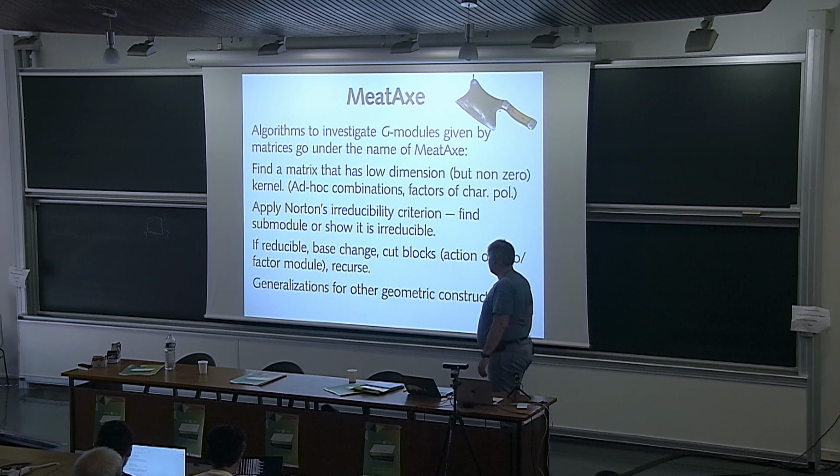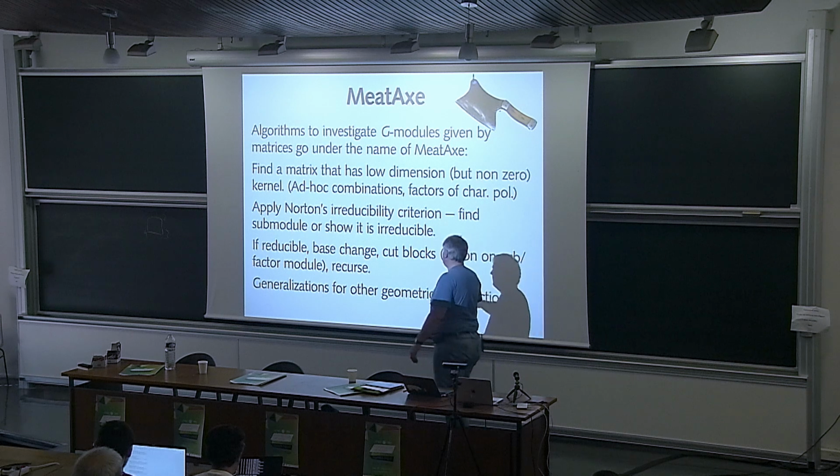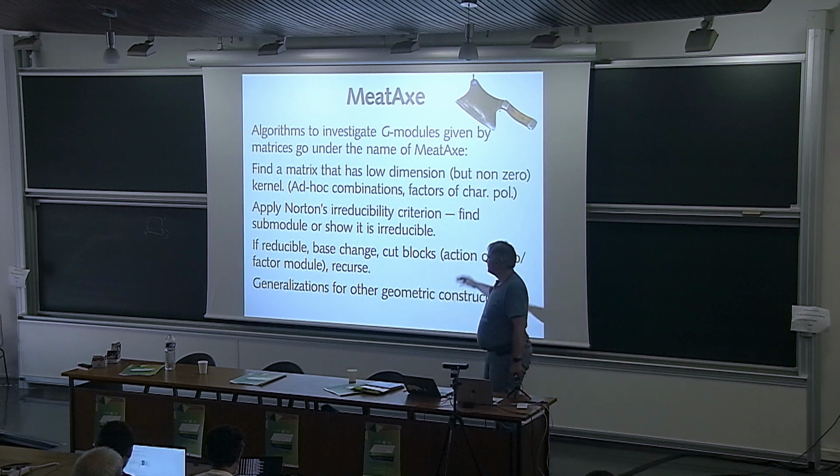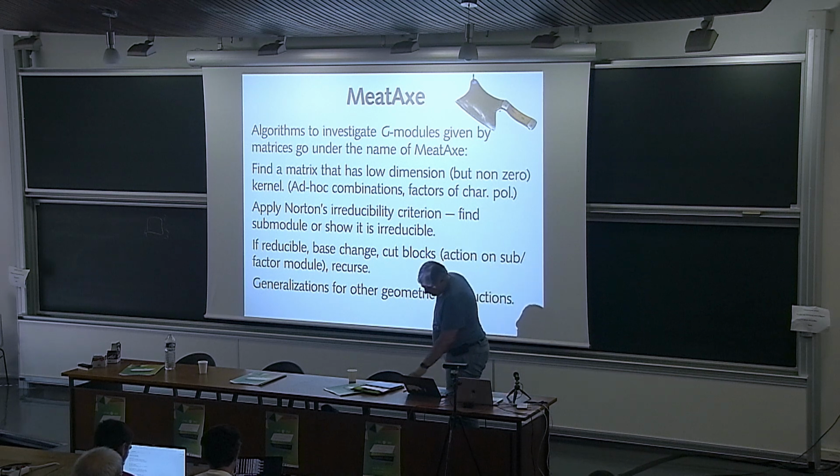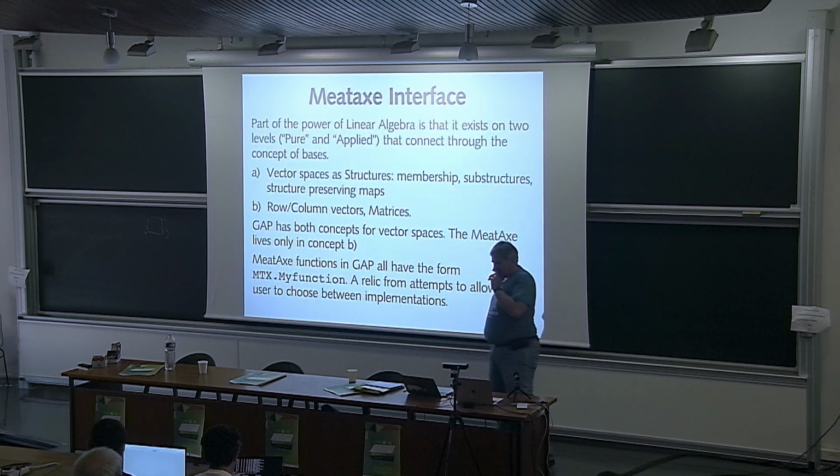And one can generalize this, well, geometric or other module, I really should have said, for other module constructions. So there are generalizations to then test module isomorphism and so on. Yeah. How does it work in GAP?